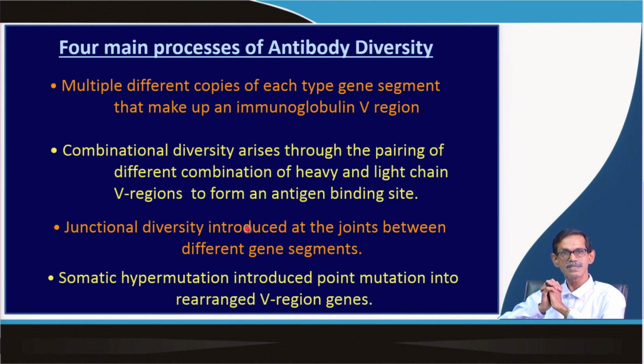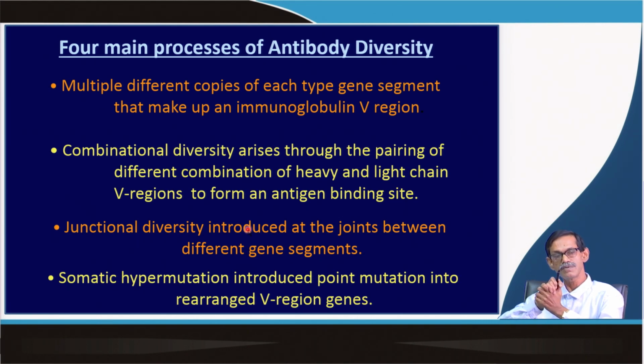Combinatorial diversity arises through the pairing of different combinations of heavy and light chain V regions to form an antigen binding site. We all discussed this, I am just summarizing again. Junctional diversity is introduced at the joints between different gene segments, that also we discussed. Somatic hypermutation induces point mutations into the rearranged variable region. Okay. So, these are the 4 main reasons. So, now what are the points of antibody diversity?